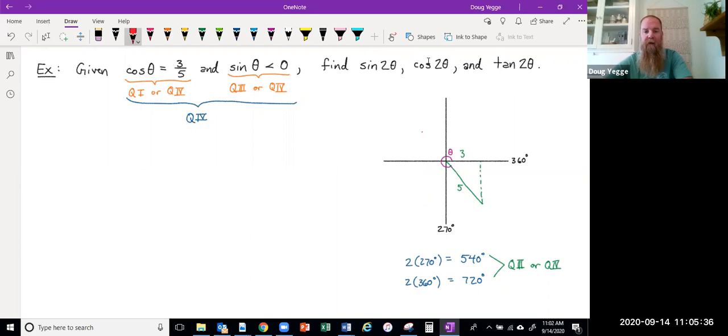Okay, so if I'm going to find sine of 2 theta, let's just keep in mind what our formulas are. Right, sine of 2 theta is the formula 2 sine theta cosine theta.